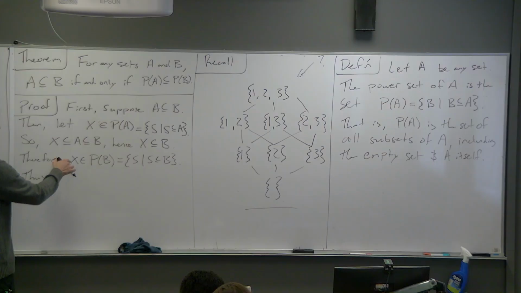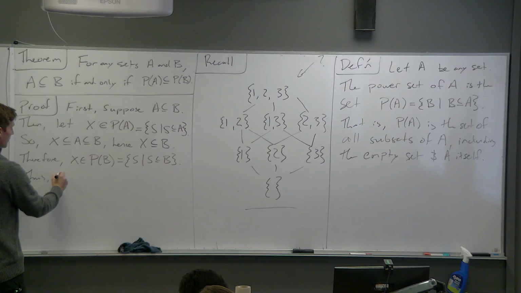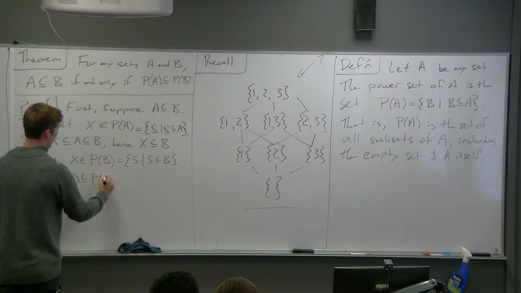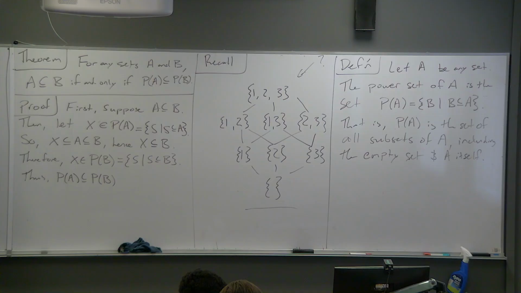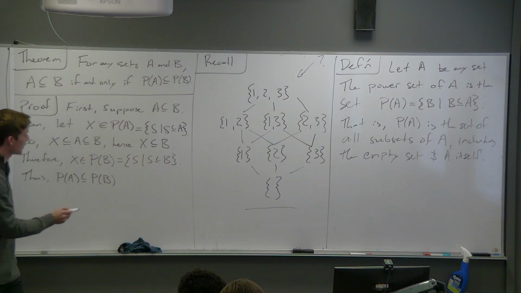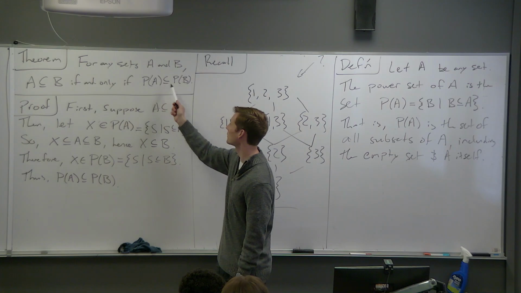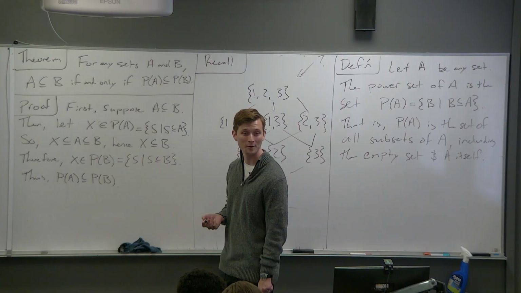Thus, we've shown that something in the power set of A also belongs to the power set of B. That is, P of A is contained in P of B. Every one of its elements is an element of the other. Okay. Now, we've done one direction. We've said, hey, look, if A is contained in B, then the power set of A is contained in the power set of B. Now, let's start by saying, hey, suppose the power set of A is contained in the power set of B.